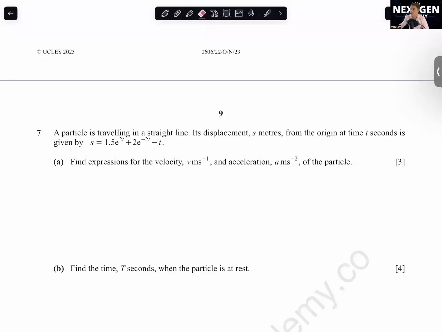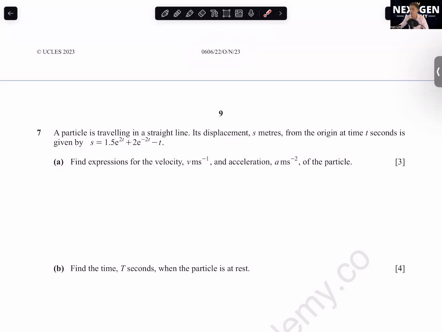All right. Okay, what's up, my next gen fam? We are going to continue our second part of ON 2023 paper 2-2. We're going to continue from question 7 onwards, where we left off from our previous discussion.